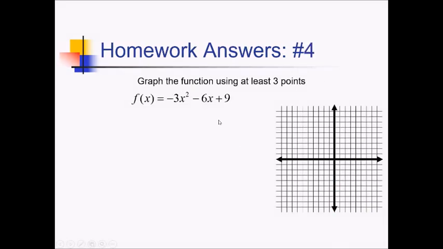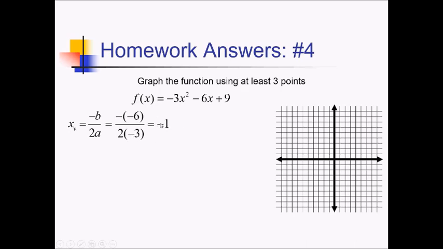To graph this parabola in standard form, let me start by getting the vertex with negative b over 2a. That'll give me the x value of my vertex, or also called the axis of symmetry. So my b value is negative 6, this middle x coefficient. So up here we have negative (negative 6) over 2 times my a value, which is negative 3. So this is positive 6 over negative 6, which is negative 1 if we simplify that.